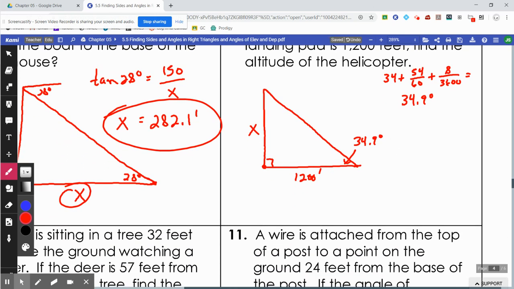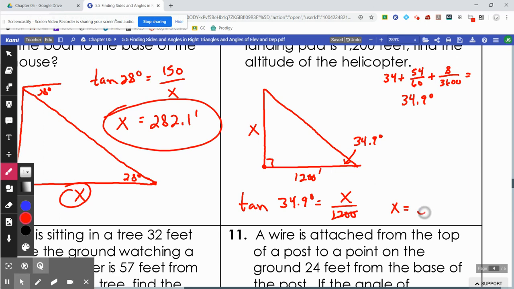So that'd be an opposite and adjacent. That'd be a tangent problem. The tangent of my angle is equal to opposite over adjacent. Get rid of the 1,200 by simply multiplying, and you get x is equal to 1,200 times the tan of 34.9, which is going to be about 837.1 feet.